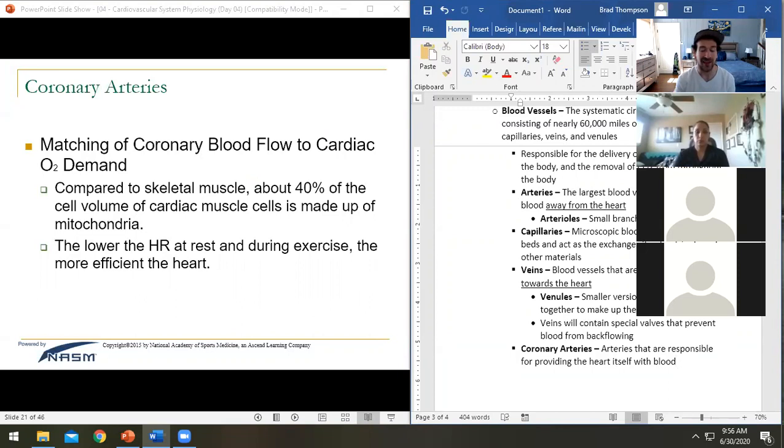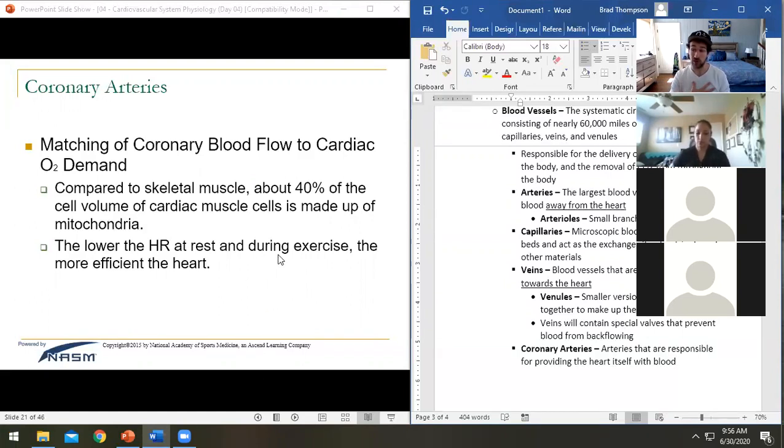So when you think about your coronary arteries delivering so much oxygen to the heart itself, 40% of your heart's cells are made up of mitochondria. That is the highest mitochondrial density you will find in any tissue in the body. That is a huge amount. So your heart eats oxygen like crazy compared to any other tissue. Metabolically, it is a super high metabolism type of tissue, and it is eating oxygen like nuts.